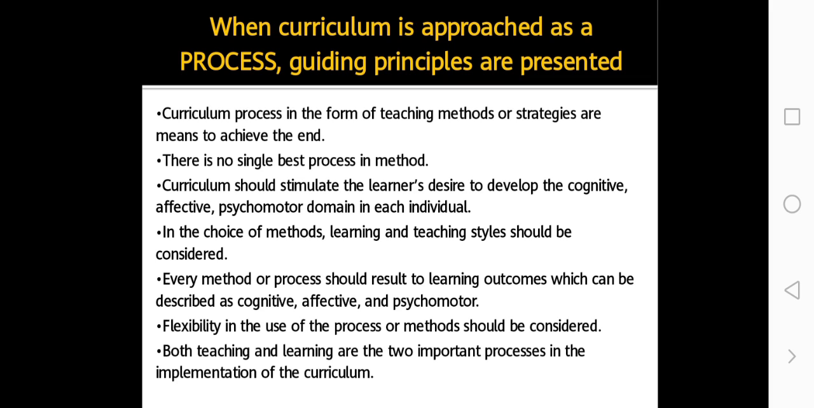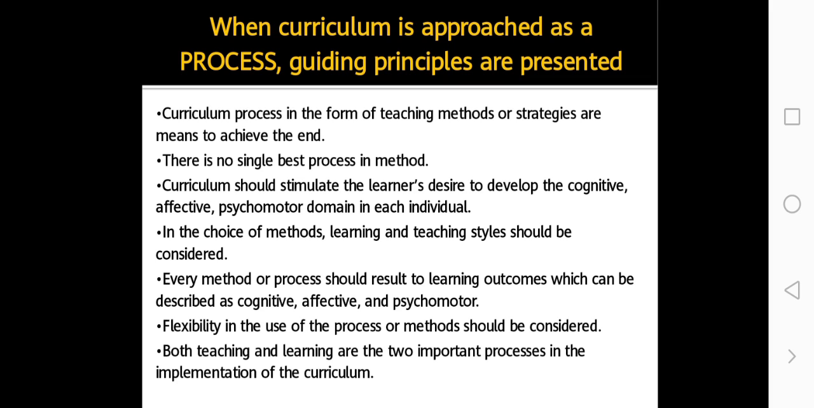First, curriculum process in the form of teaching methods or strategies is a means to achieve the end. Second, there is no single best process or method. Its effectiveness will depend on the desired learning outcomes, the learner's support materials, and the teacher. Third, curriculum process should stimulate the learner's desire to develop the cognitive, affective, and psychomotor domains in the individual.